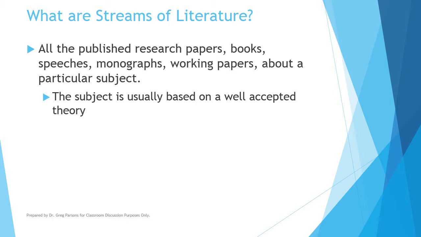Generally, the subject that the stream of literature is based on is based upon theory. Many times multiple theories, because the stream of literature actually develops new theories as the thinking and work on the subject continues to appear. So you're not going to find streams of literature that don't have associated theory, and sometimes that's a problem depending on what students are thinking about for their topics.